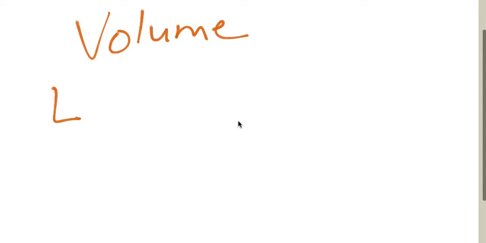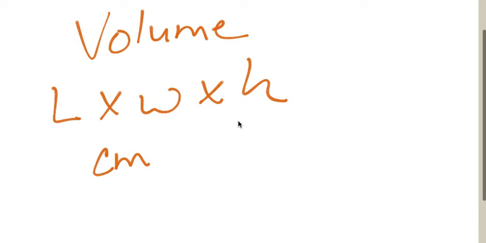Okay? The next thing you might need to know is volume. Remember, volume is different. You're not finding area, you're multiplying 3 things: the length times the width times the height. And don't forget that it's usually in cubic units. So it might say centimeters with a little 3, or say the word cubic.